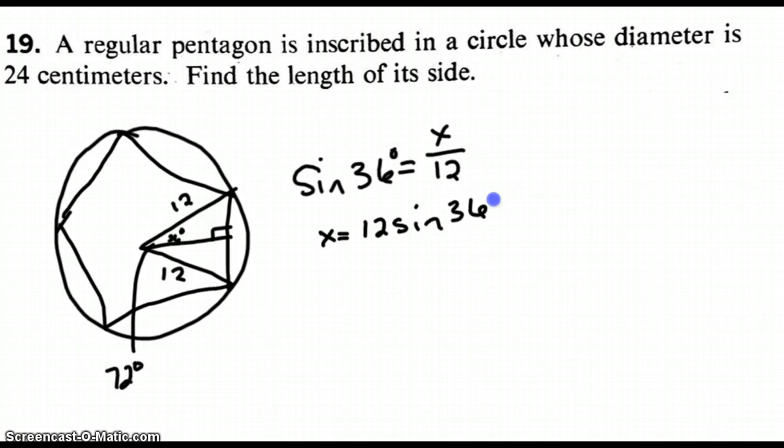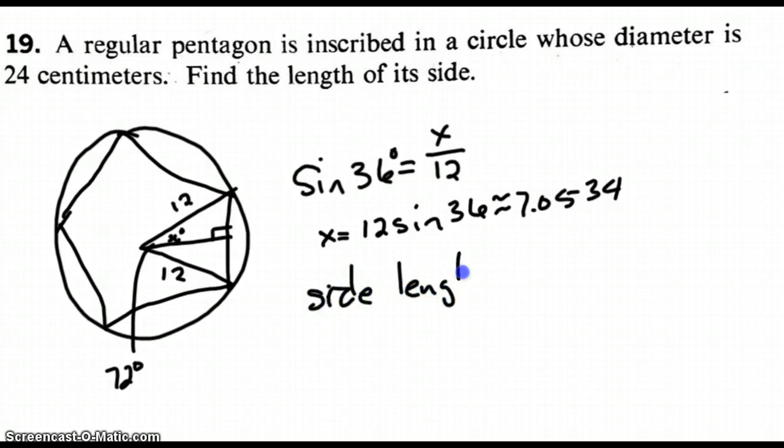Well, 12 sine of 36 is approximately equal to 7.0534, and keep going on. But we don't really need this value, so I'm going to leave it stored in my calculator. I'm just going to multiply this value by 2, because 7 is approximately the length of this side, but I want the entire thing. So I want 2 times this length. Therefore the side length is approximately equal to 14.1068 centimeters.